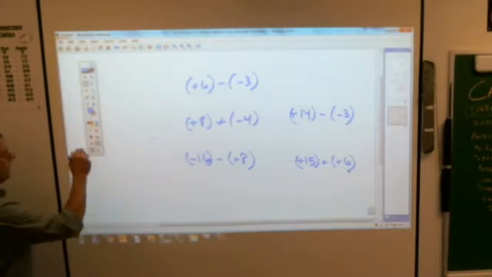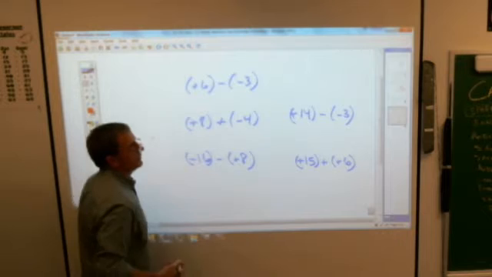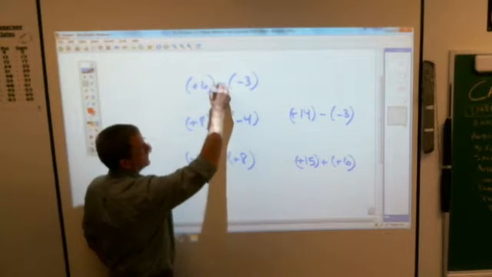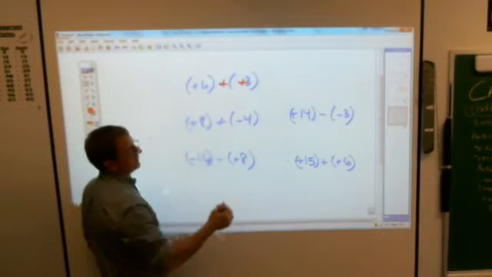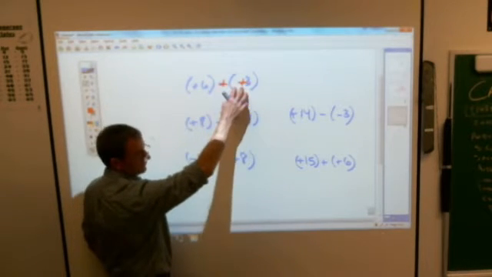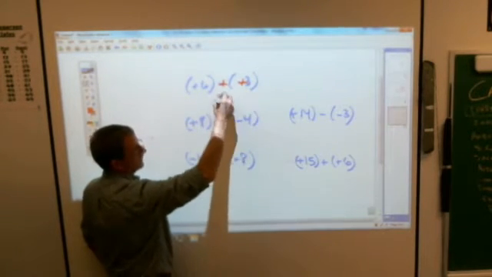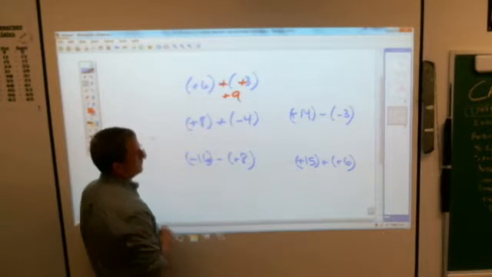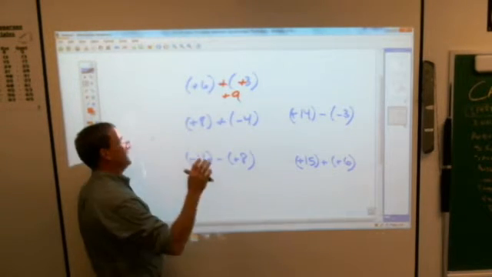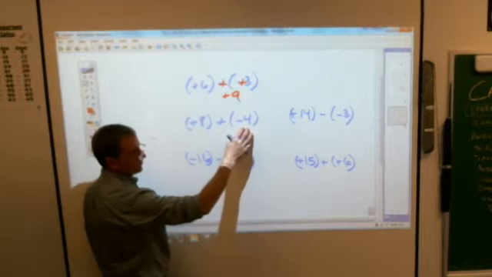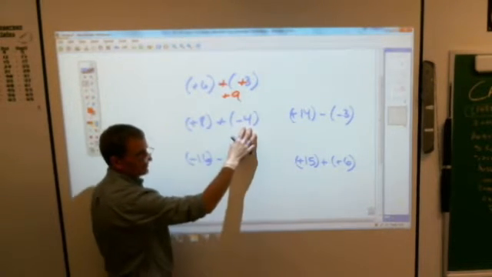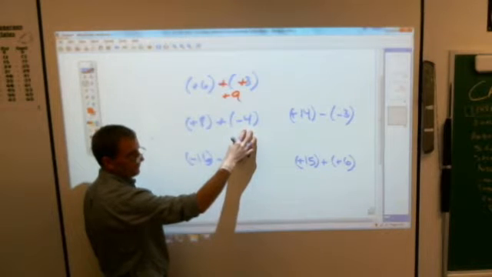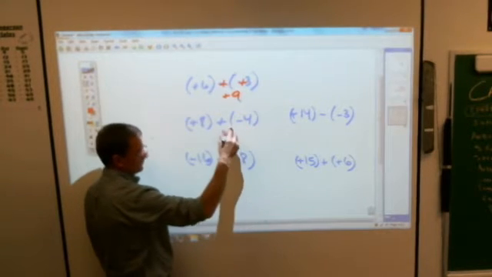So here's the deal. If it's subtraction, you are going to change it to addition and change only the sign of the one you're subtracting. So this is a positive 6 plus a positive 3, which is positive 9. You don't really have to put the positive sign there. This one, positive 8 plus a negative 4. You don't have to do anything with it, because it's not subtraction. So 8 plus a negative 4 is positive 4.